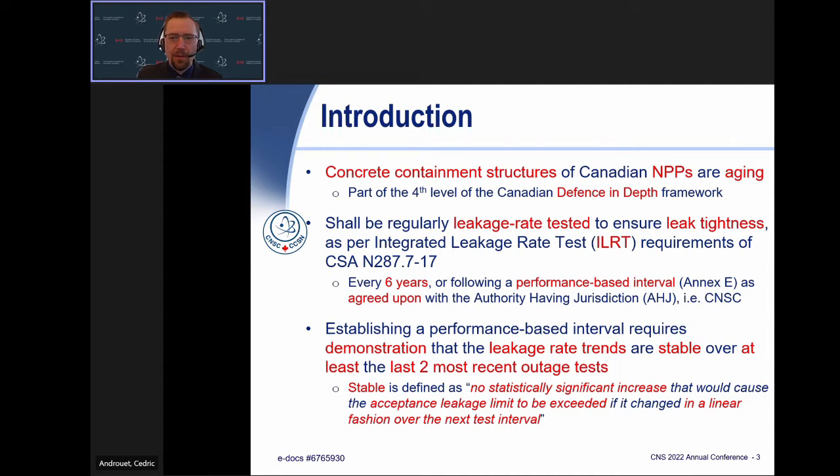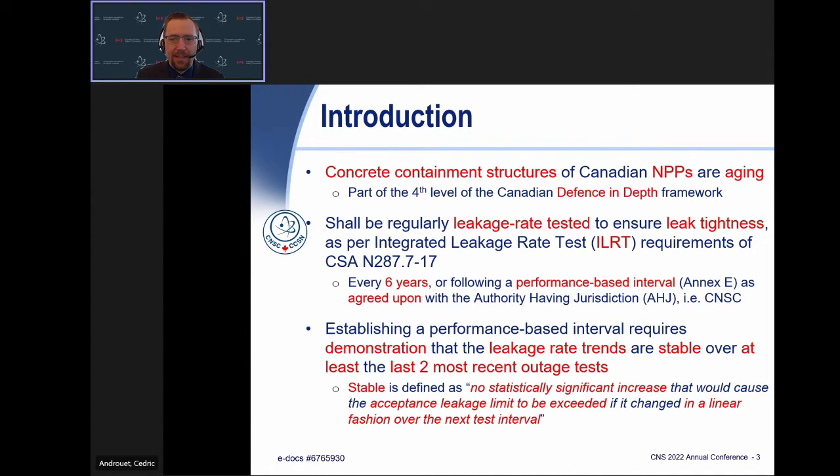To do so, the prerequisites mentioned in clause E.2 shall be met, and there shall not be any significant adverse findings or trends. Amongst the prerequisites to establish a performance-based ILRT interval option, demonstration shall be made to the AEHA that the leakage rate trends are stable over at least the 2 most recent post-commissioning outage tests.